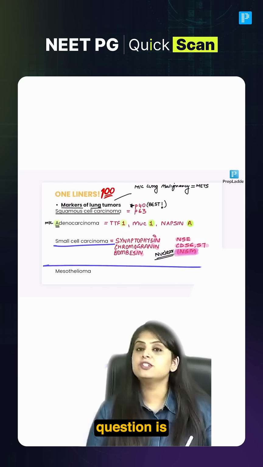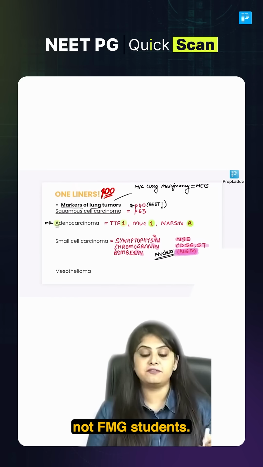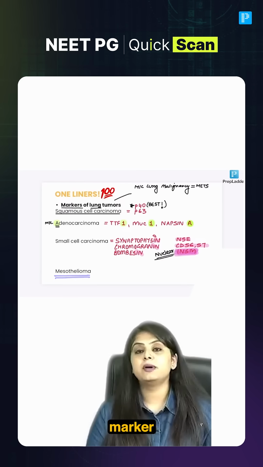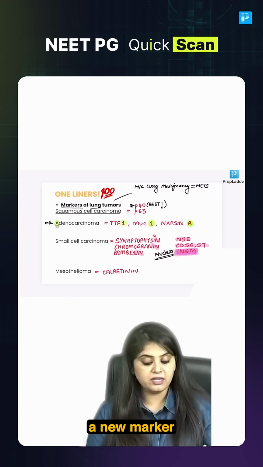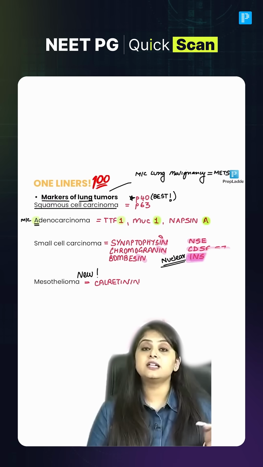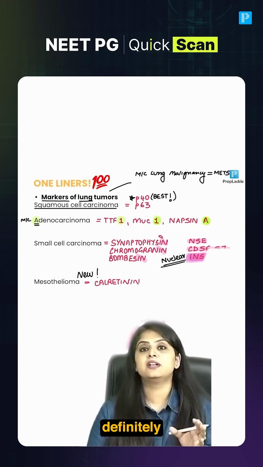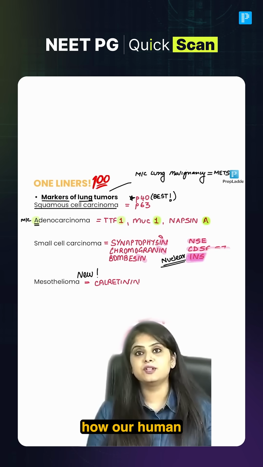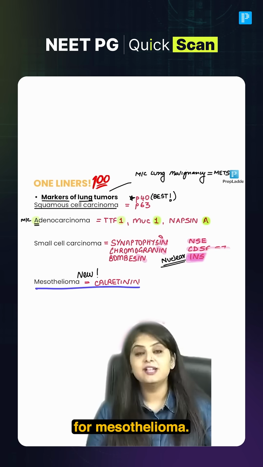Now this last question is only for NEET PG students, not FMG students. What is the marker for mesothelioma? The new marker for mesothelioma that has come is calretinin. Somehow I have noticed as soon as I say don't remember this, like in FMG students I'm telling you this is not important, somehow this is what you will definitely remember. That's unfortunately how our human brain works. So calretinin for mesothelioma.